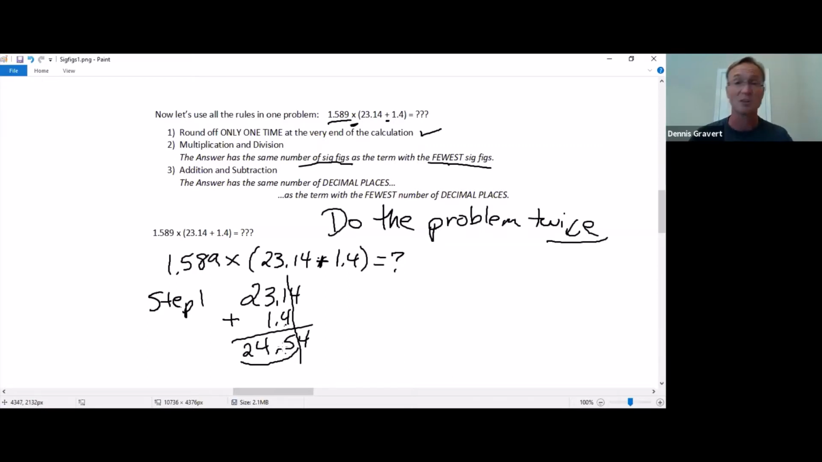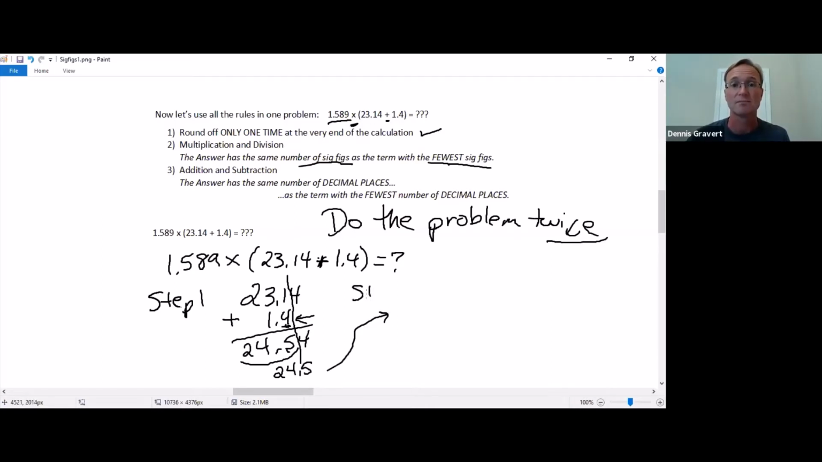I'm not all done. Okay, that's all right. We're doing the problem twice. First rule says keep the number of decimal places as a term with the fewest decimal places. This only had one decimal place. Can only keep one decimal place. So my answer would be 24.5 if I was all done, right? Because I just rounded off. Okay. So we're doing this twice.